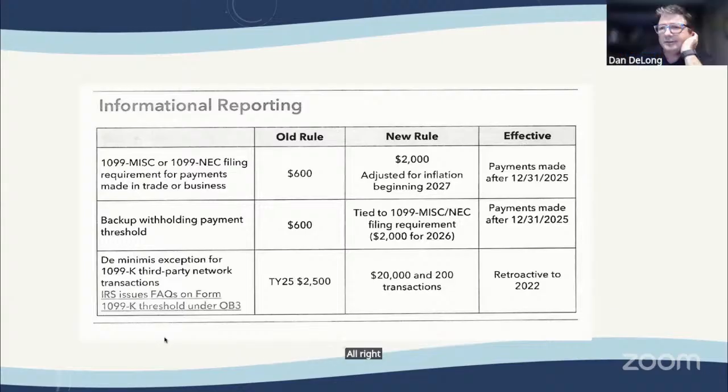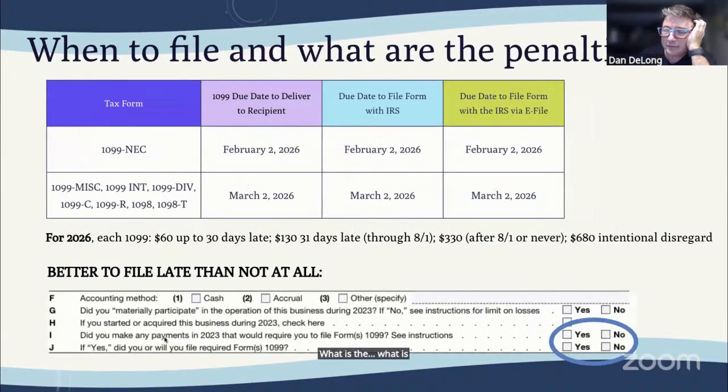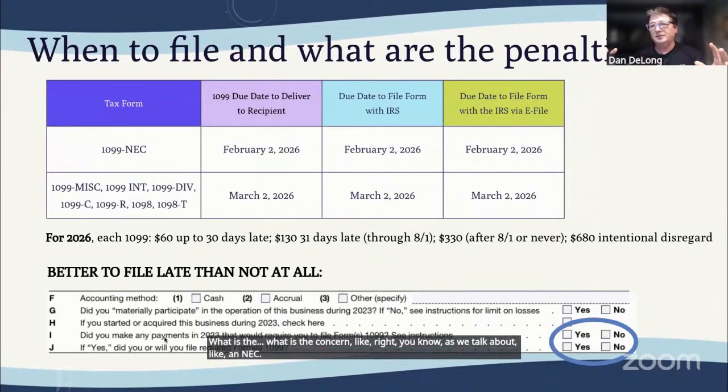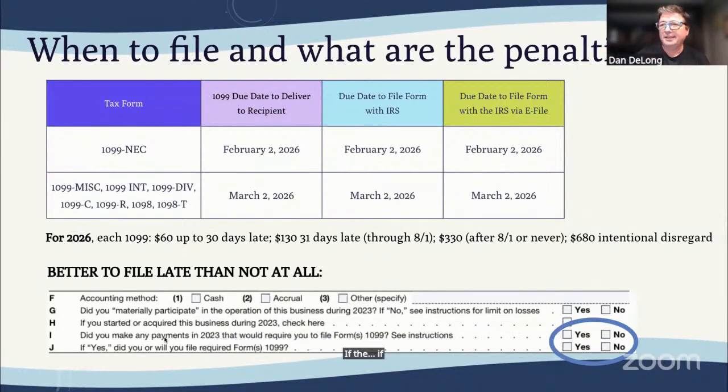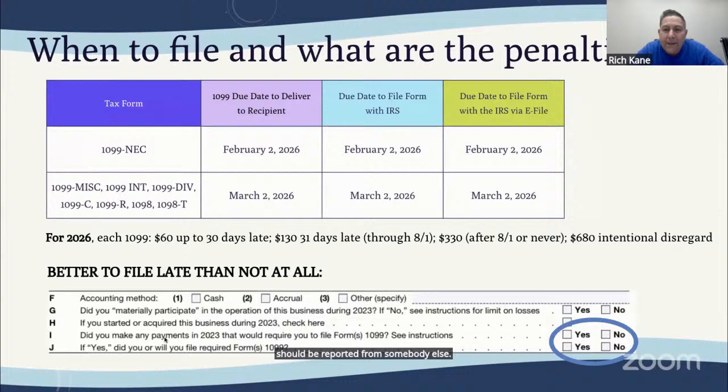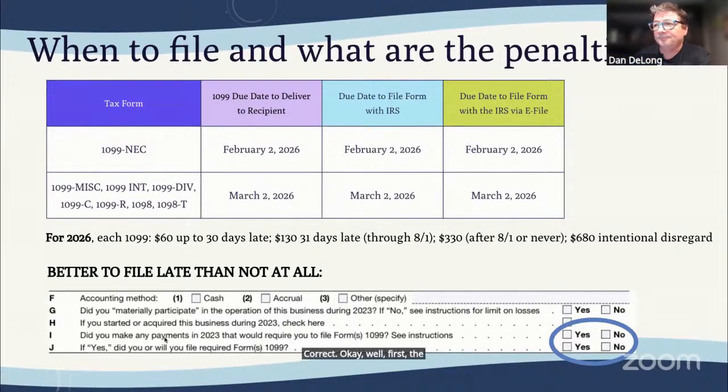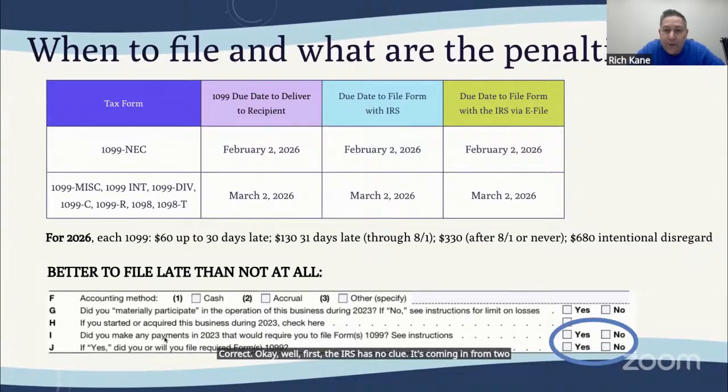All right, Dan, what is the concern? As we talk about an NEC, if you file a 1099 that includes something that should be reported by somebody else, what could potentially happen? Well, first, the IRS has no clue. It's coming in from two sources. It's going to put two sources on your transcripts, and it's going to expect the higher amount.